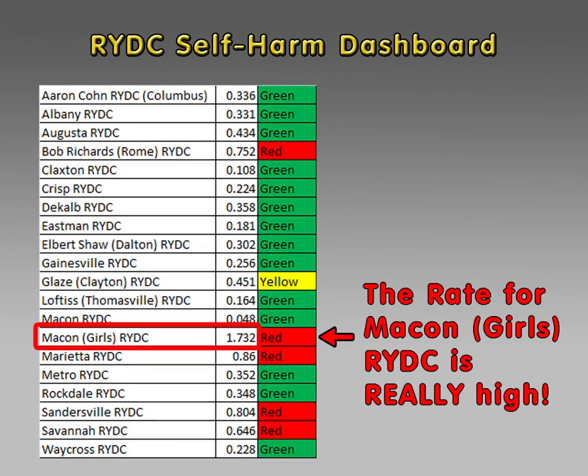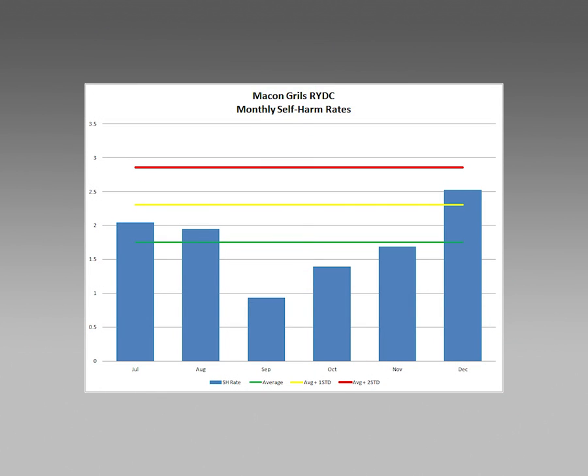But the situation with the Macon Girls RYDC is comparable to the situation at the Augusta YDC. Granted, this unit is closed, but if it had stayed open, we could reasonably expect that the rates at this facility would always be significantly higher than the rates at other RYDCs because it's the only all-girls facility in the system. When we look at the chart that compares December's performance for the previous 5 months, the situation is still alarming. December is the highest month in the 6-month reporting period, but it is only 1 standard deviation above the 6-month average for Macon RYDC, and thus would be coded yellow.